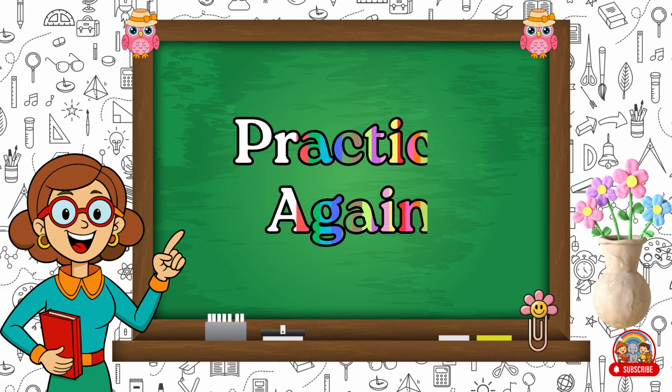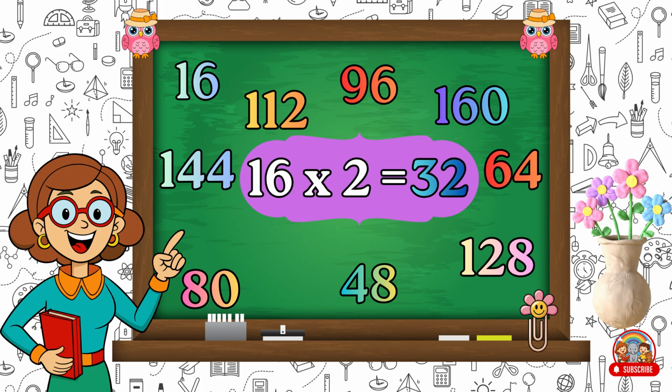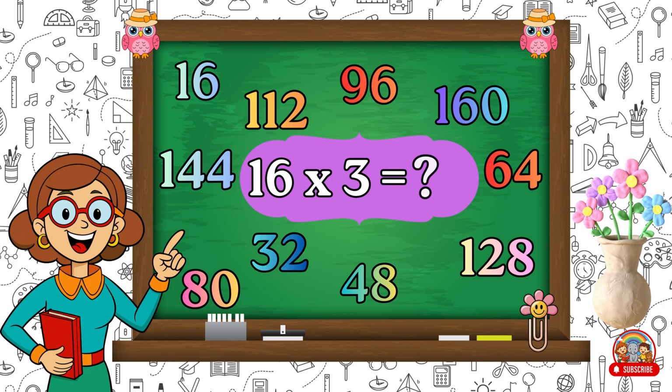Now let's practice again. Choose the number and tell me the answer. 16 ones are 16. 16 twos are 32. 16 threes are 48. 16 fours are 64. 16 fives are 80.